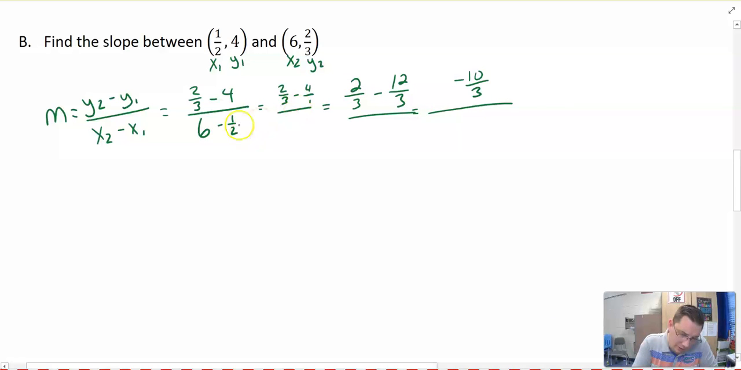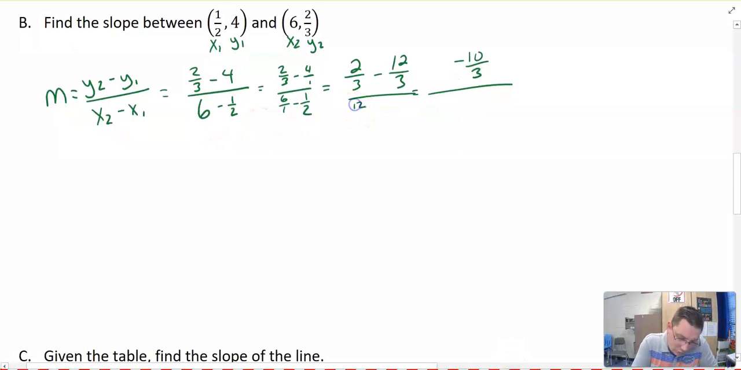Now let's work the denominator. We've got 6 minus 1/2, so that's going to be 6 over 1 minus 1/2. So that is 12 over 2 minus a half with our common denominators. And 12 minus 1 is 11, so I'm going to get 11 halves.